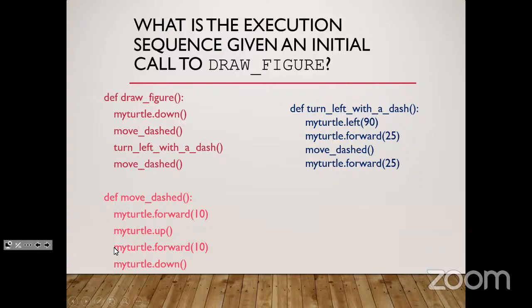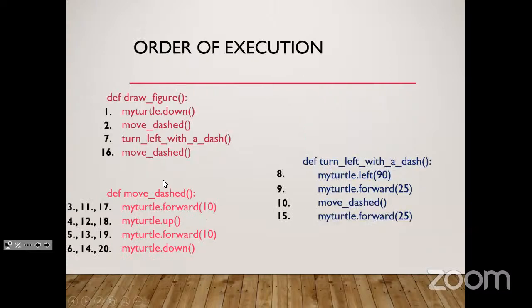calls this function, right? So let's show you that a little bit clearer with some numbers. Step 1 is put the pen down. Step 2 is move dash. Step 3 is to go into move dash and start executing the lines of code here. So 3, 4, 5, 6 happen in move dash. 7 goes back up to the original function, and that's going to turn left with a dash.